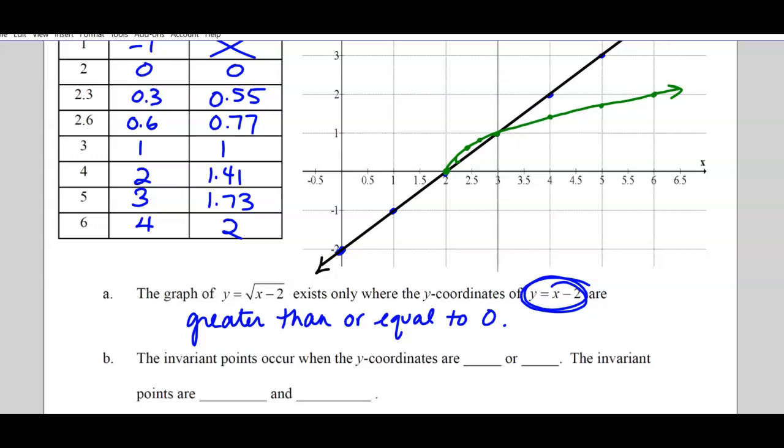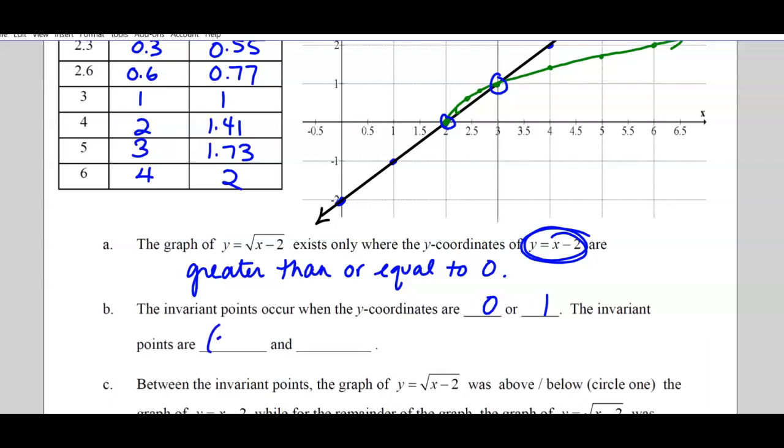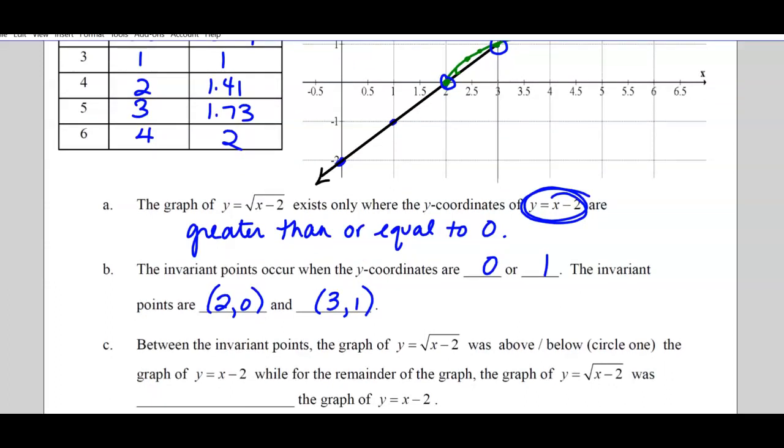Okay, so the invariant points occur. There's 2 of them. So this one here and this one here. Okay, so y coordinates at that one are 0, y coordinates there 1. So in this case, the invariant points are coordinates 2, 0 and 3, 1. So we just talked about this. Between the invariant points, the graph of y equals root of x minus 2 was above. Okay, so the square root of x minus 2 was above the original graph, while for the remainder, the square root function was below.